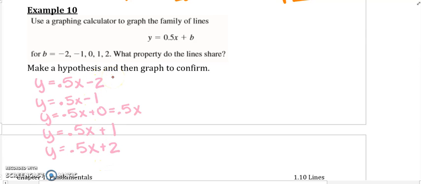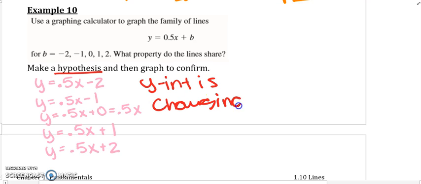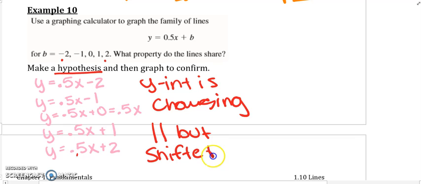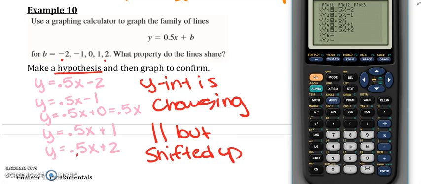Well, we know the y-intercept is changing, so my hypothesis is that they're going to be parallel because all their slopes are the same, and they're just going to be shifted up from -2 all the way to 2. And then let's graph to confirm that.